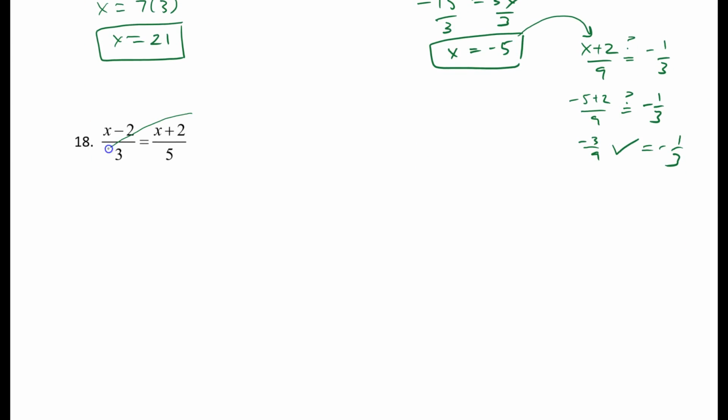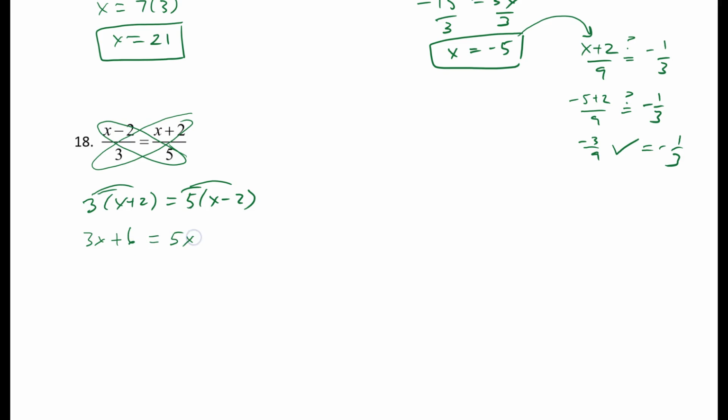Okay, and then here there's no negative signs to worry about, so we can just strictly cross multiply. So the one cross is 3 times x plus 2 needs to equal 5 times x minus 2. And then we got some simple distribution here. So 3 times x, 3x. 3 times 2 is 6 equals 5 times x is 5x. 5 times -2 is -10. And now we just need to combine some like terms here.